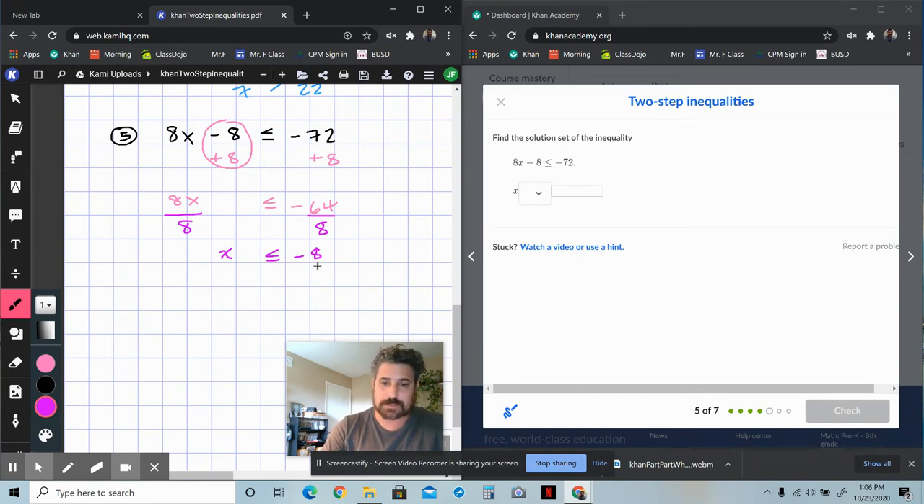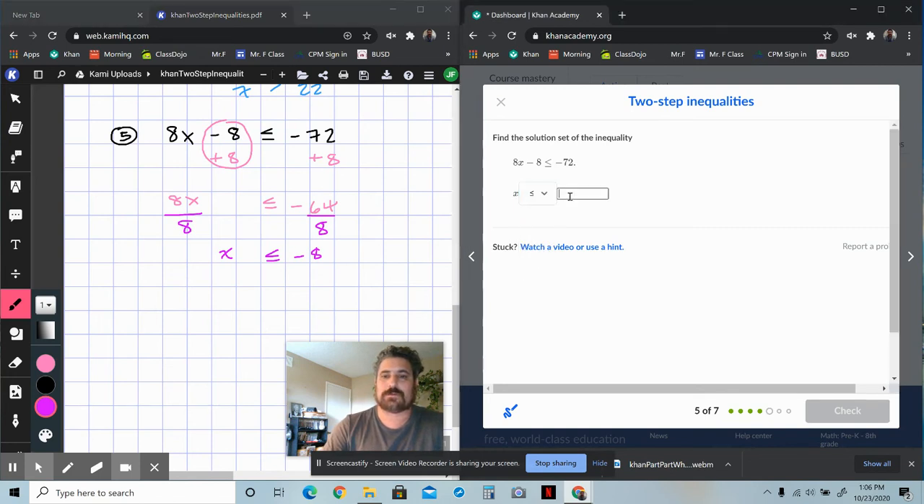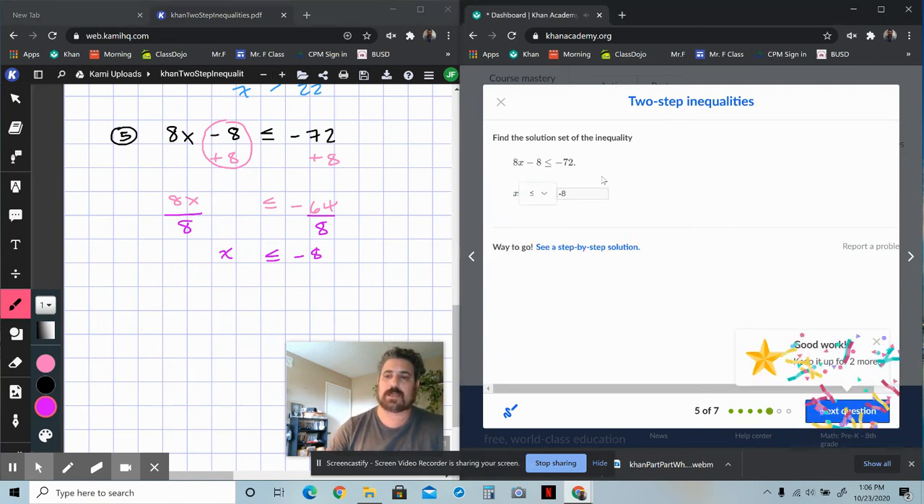You put a solid dot if you were graphing it. And it's all things that are less than negative 8. So negative 9, negative 10, negative a million, negative 8.1, negative 8.00000000000000001 would all work, right? Anything that is less than or equal to negative 8. So less than or equal to negative 8 is your answer, and you're good to go.